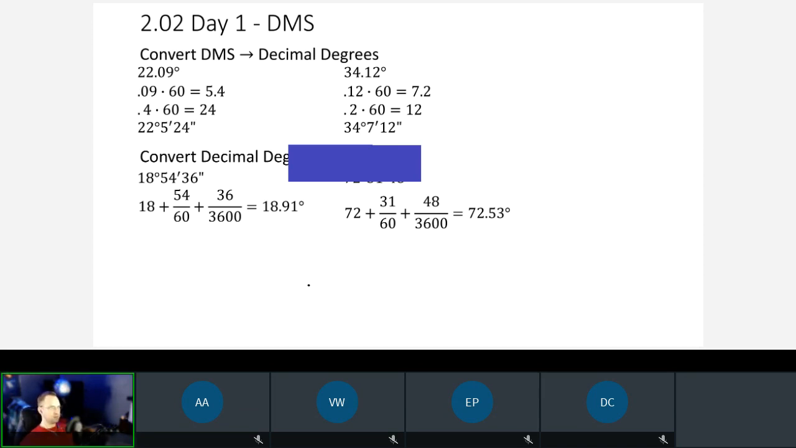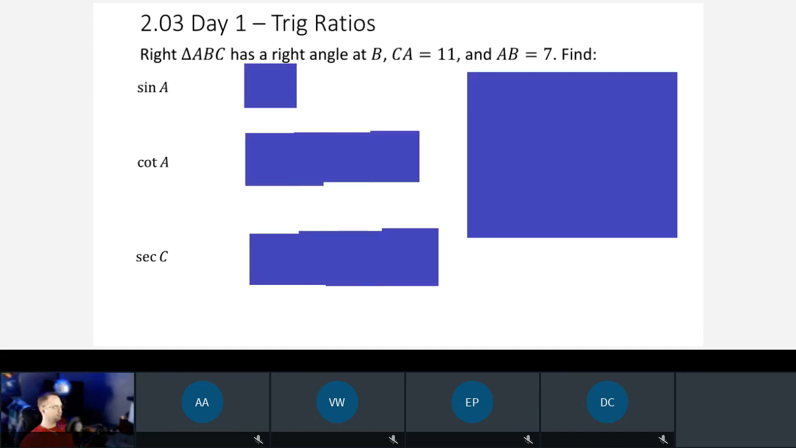And then here is the work for the next one. And let's go on. Okay, trig ratio. So right triangle ABC has a right angle at B. Segment CA is 11, and segment AB is 7. We want to find sine of A, cotangent of A, and secant of C.